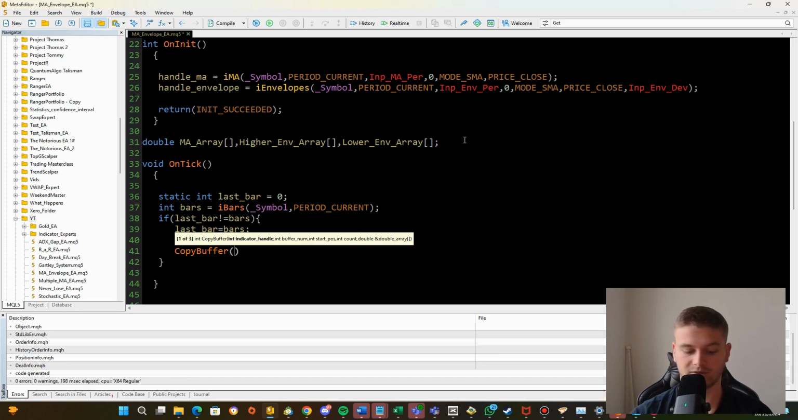So now let's use the copy buffer function. So indicator handle is equal to handle moving average. Buffer number is 0. Starting position is 1. Count is 1. Double array MA array. Okay, so the reason why I am using starting position of 1 instead of 0 is that I don't want to get any false signals, let's say. Okay, because values at position 0 basically mean the most recent values on the current candlestick basically.